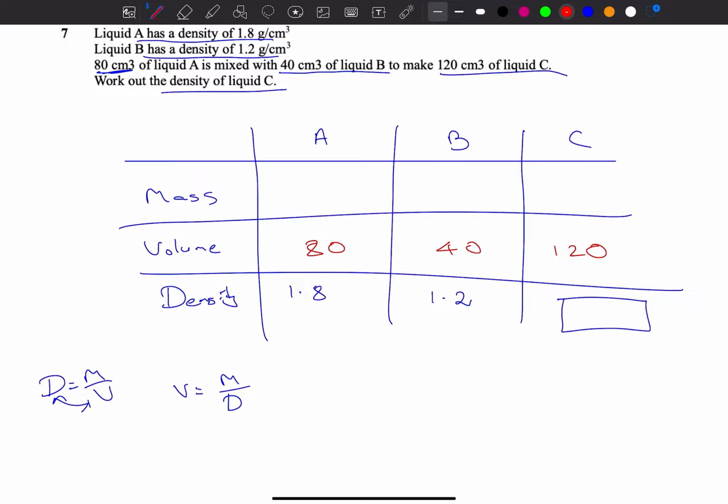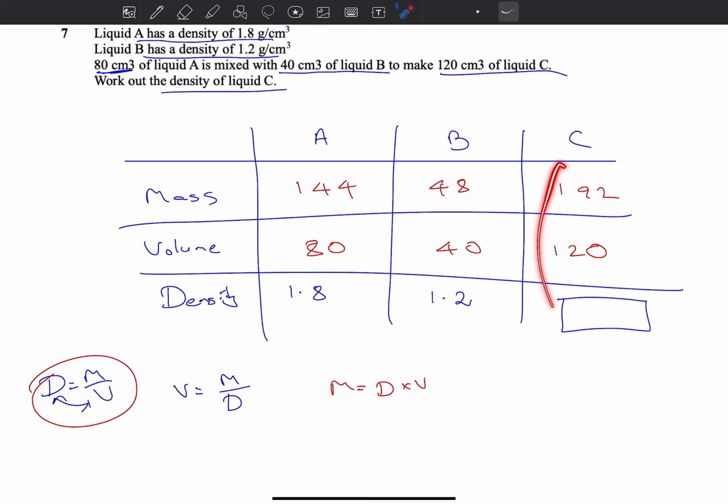You need the mass actually. So mass is density times volume. So 80 times 1.8 is 144. 40 times 1.2 is 48. And remember, you're allowed to add the masses together. 144 plus 48 gives you 192. And you know what density is? Mass over volume. The mass is 192 divided by the volume, 120. So it's 1.6. And that's the answer they want, 1.6, because it's the density of liquid C.